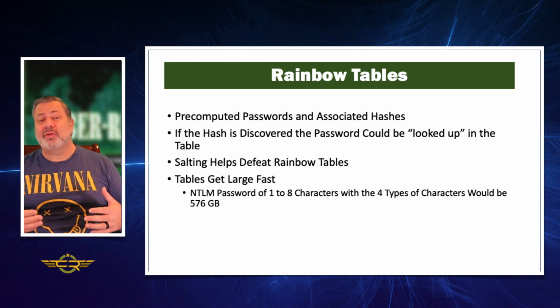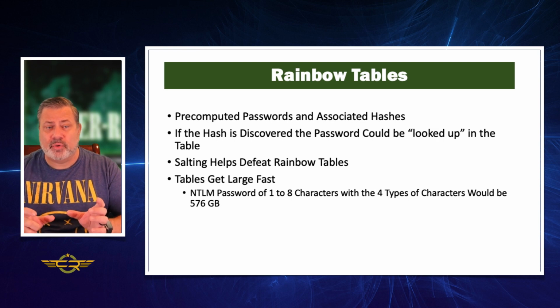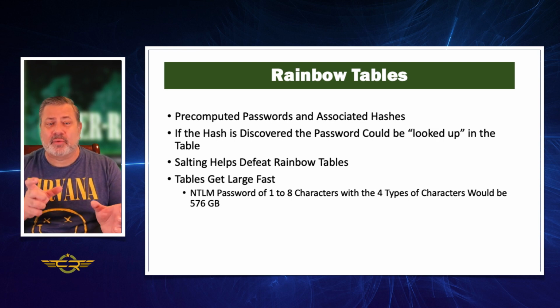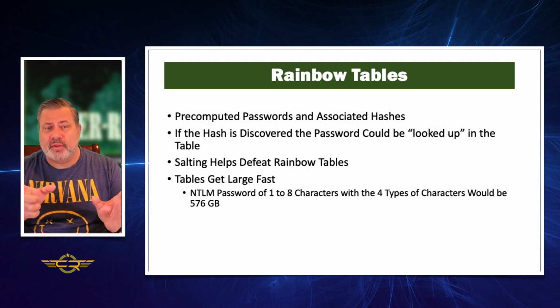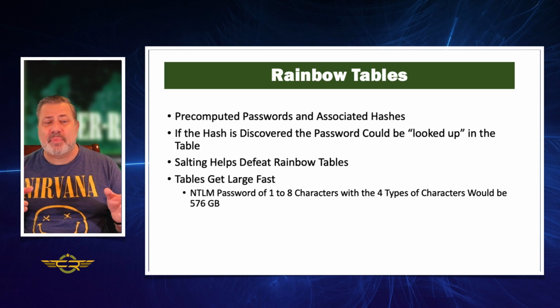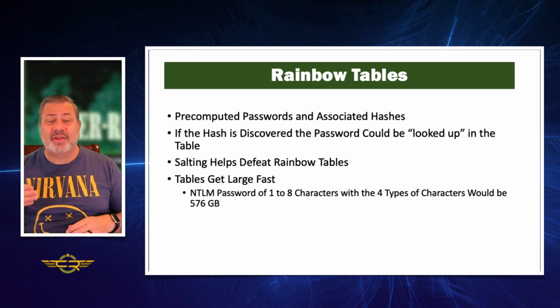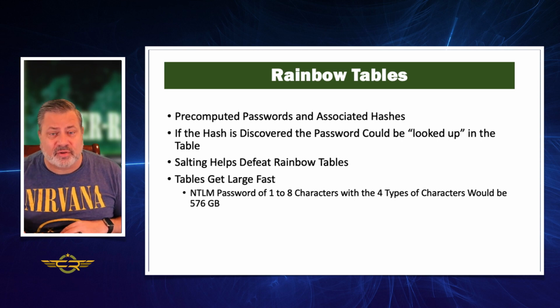We can add salt to our encryption, which makes it much, much harder to do a rainbow table. When we salt it, we add a random value to the encryption scheme, and then that makes the same password result in different hashes. So it does make it easier to defeat rainbow tables if our encryption is using a thing called salting.